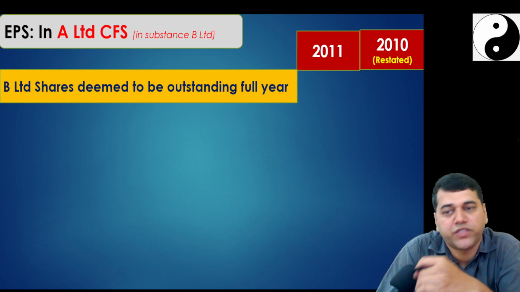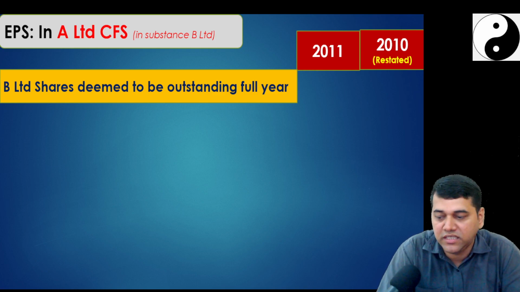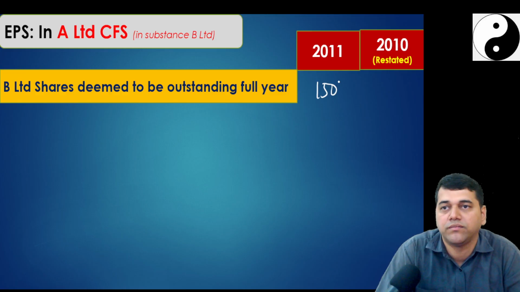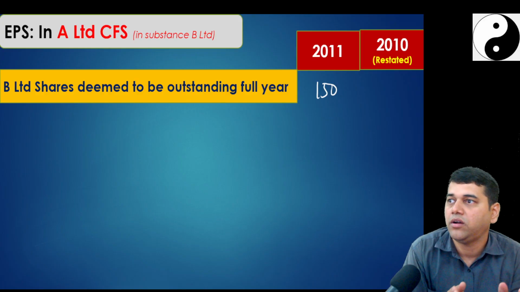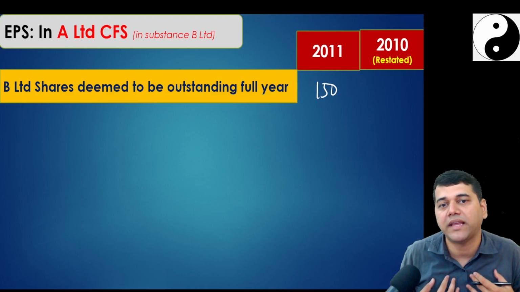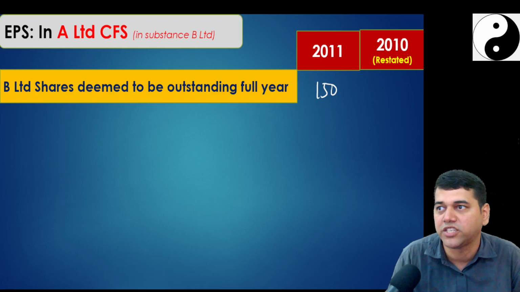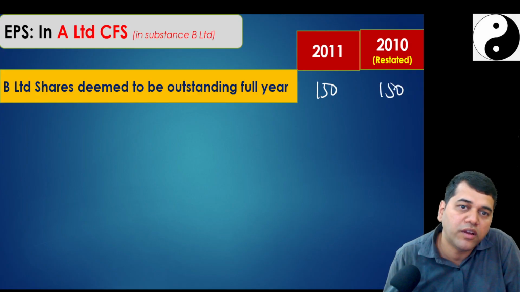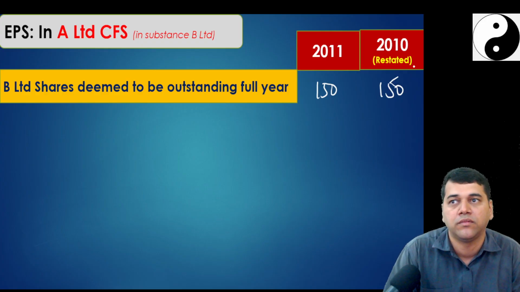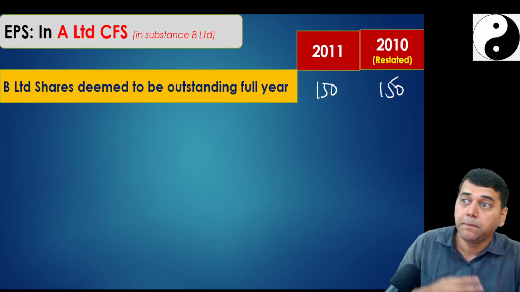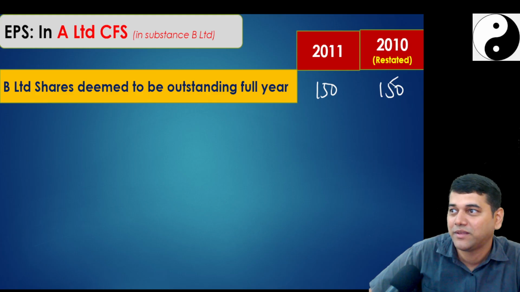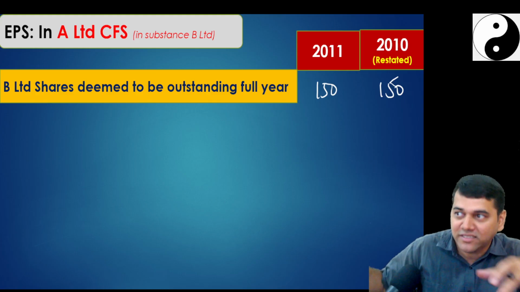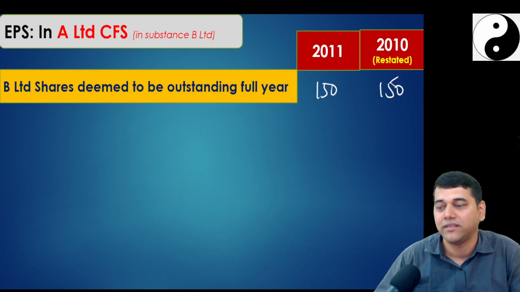So how many shares were outstanding this year? 150. A issued shares to B, which means B is legally holding them. For example, I can compare 150 to 60, my existing holding. Previous year 150, because in the CFS I am preparing it for the first time. Since B was already there, B's values will come as last year's figures, because B is the parent. In substance, B is a parent. Legally, A is a parent.